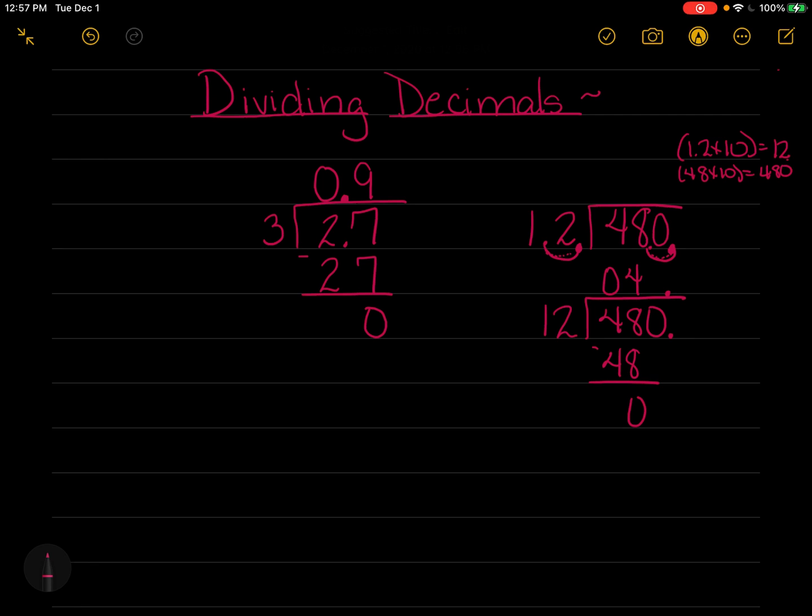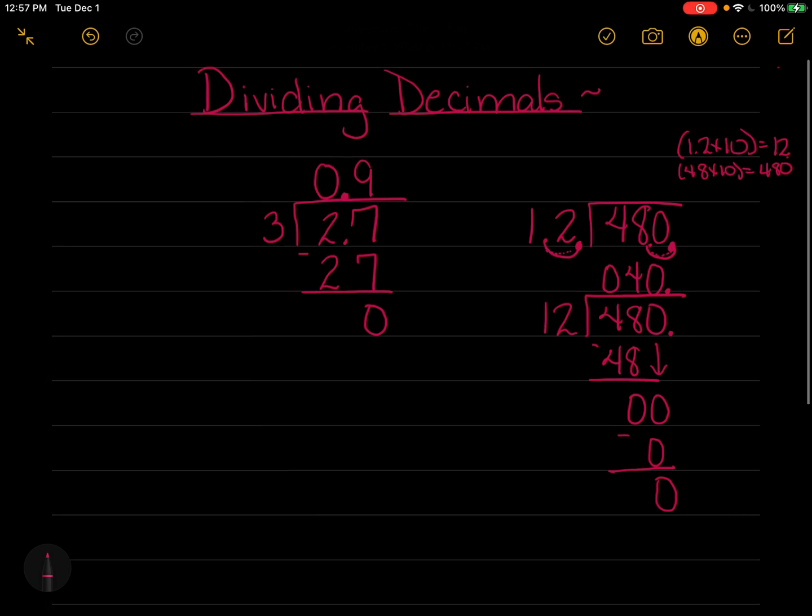Subtract. Now, I can't stop because there's another digit. I still have to bring down that 0. So I'll bring that down. I ask myself, how many times can 12 go into 0? Well, it can't go. What's going to give me 0? 0. So 0 times 12 is 0. Now I can subtract, and I'm finished with the problem. So my answer was 40. So the answer to 48 divided by 1.2 was 40.